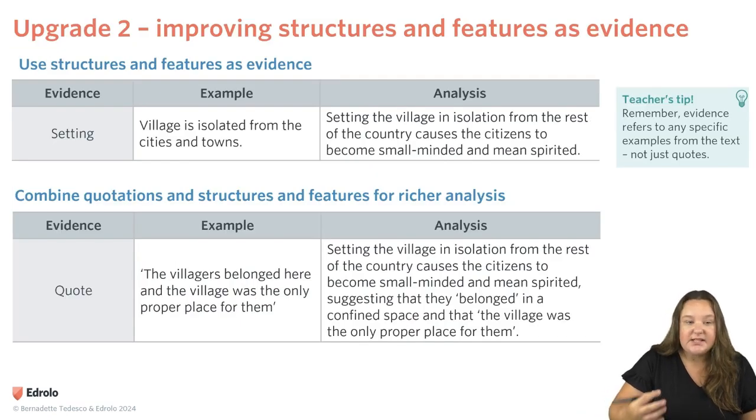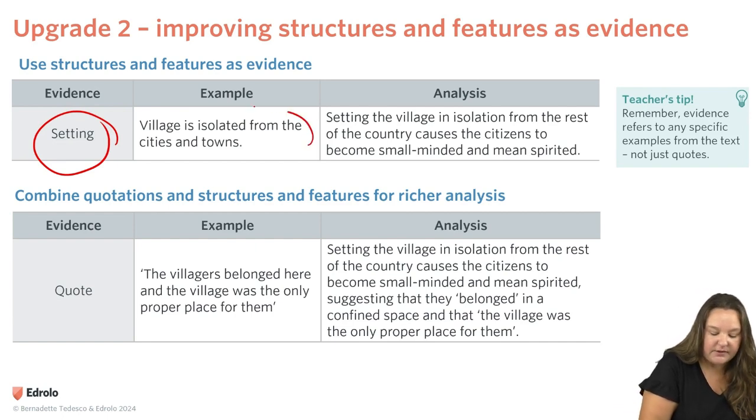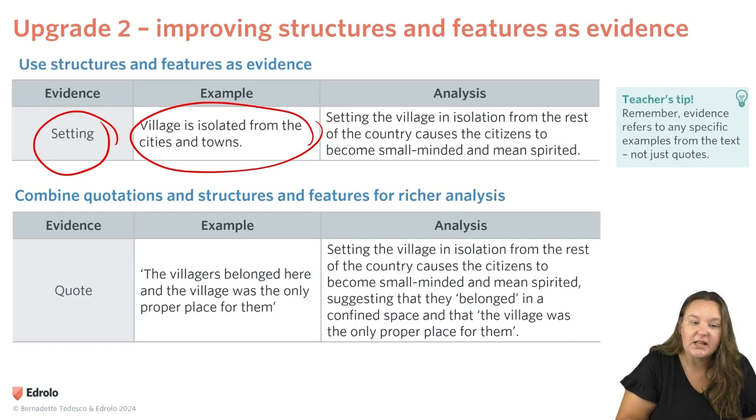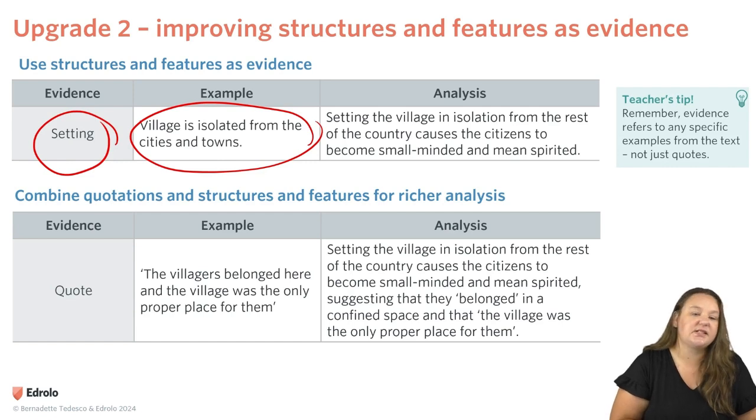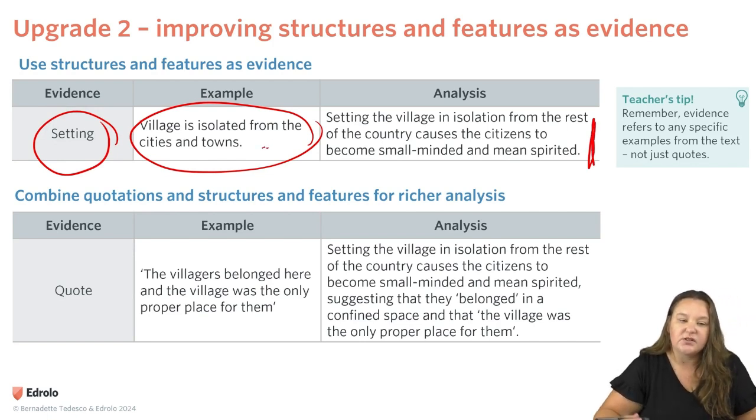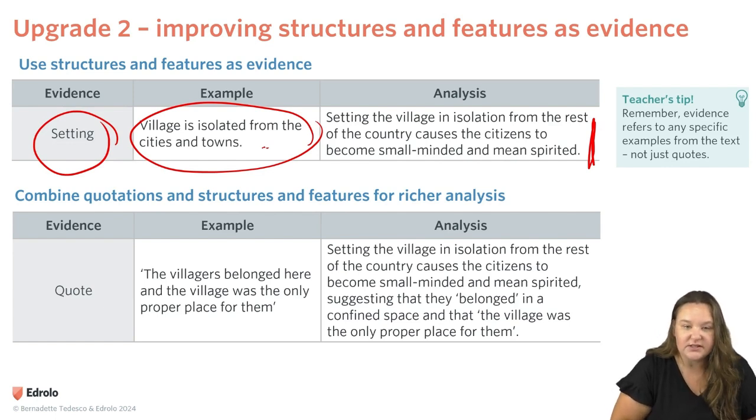All right, so in this part of our upgrade, I want to look at improving structures and features as evidence. For example, if we were going to use setting as one of those structures and features, an example might be the village is isolated from the cities and towns, and so that's evidence that there is confinement and isolation. And an analysis of that would be that the setting, the village in isolation from the rest of the country, causes the citizens to become small-minded and mean-spirited. So I've analysed what the consequences of that isolation are for the villagers.